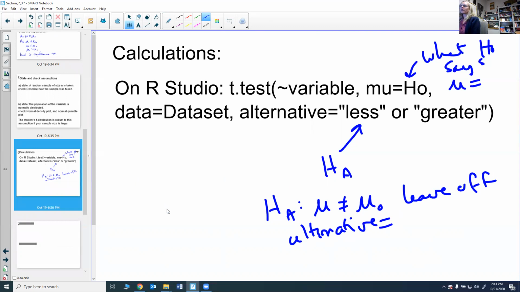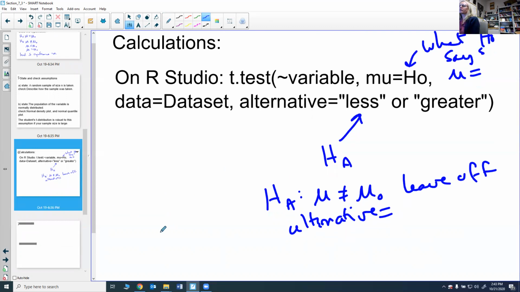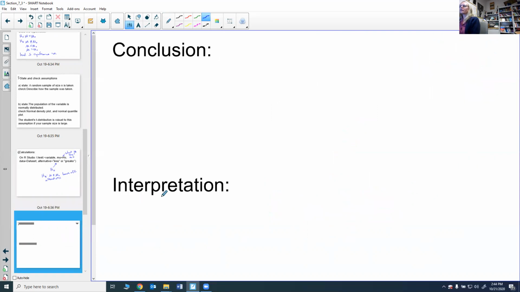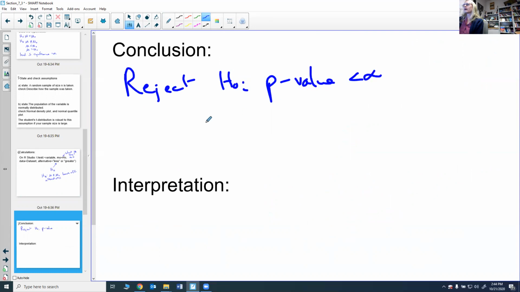Once you have that, we'll look at what the results are when we do an example, but you can pick out from there your test statistic, your p-value, and your sample statistic. Then you get your conclusion and your interpretation. And these are still the same. You're going to reject H0 if your p-value is less than alpha. And you're going to fail to reject H0 if it's not.